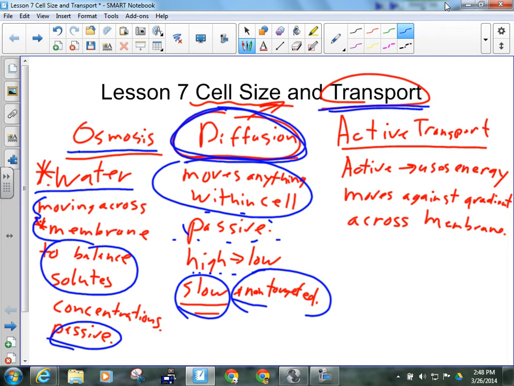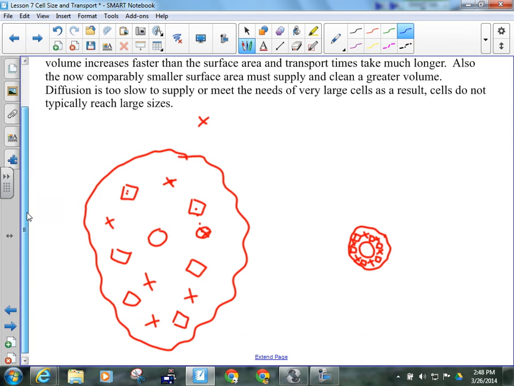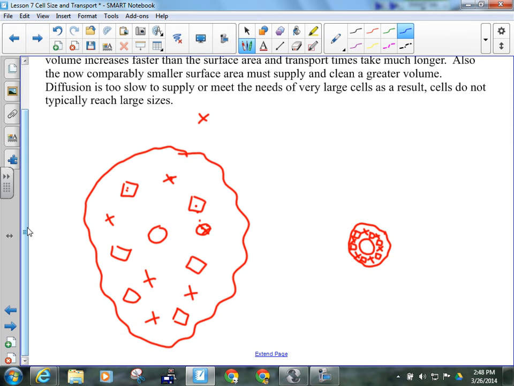Because the bigger their volume is, the longer it's going to take for the stuff they absorb through their cell membrane to get to places within the cell. So have a look at it in terms of this. Here's two different cells. This is a very big cell. This is a very small cell. Their organelles are the same size. The nucleus is the same size. Their X's and squares and O's are about the same. They're supposed to be the same size.